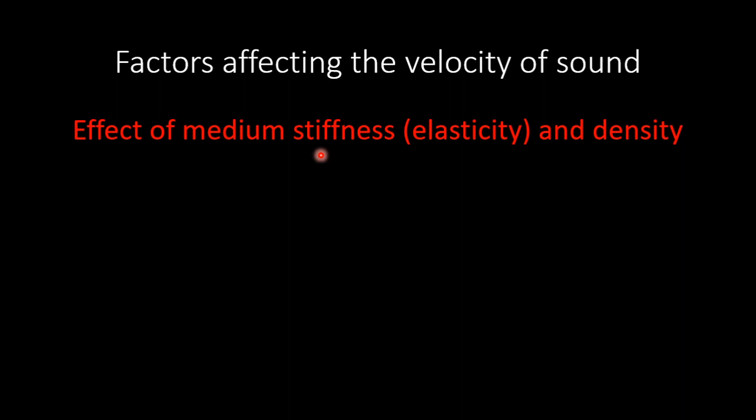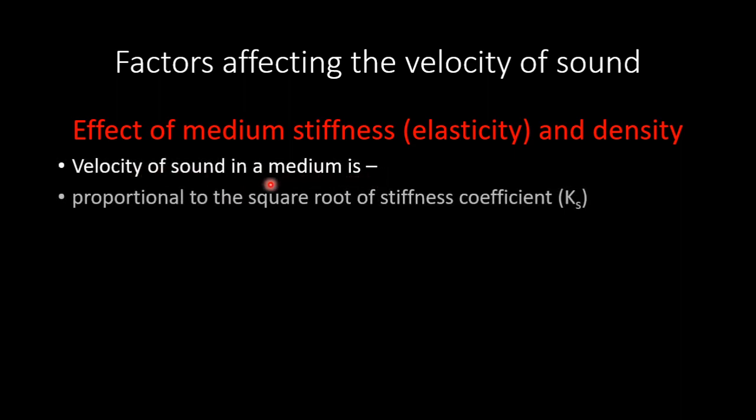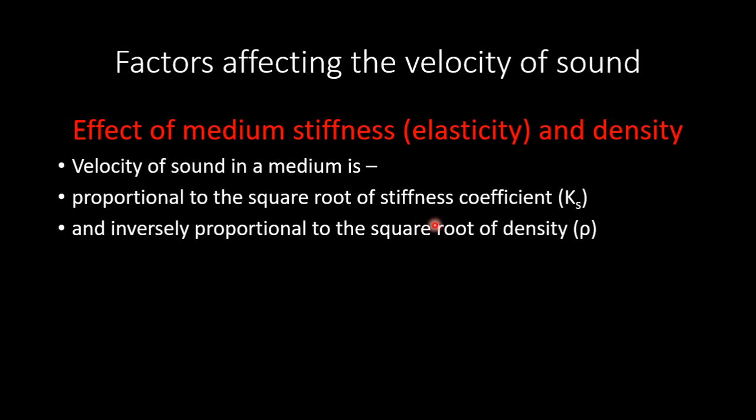So now we'll understand the effects of these two factors on the velocity of sound. The velocity of sound in a medium is proportional to the square root of the stiffness coefficient Ks, and is inversely proportional to the square root of density. That means V is proportional to the square root of Ks, and velocity is inversely proportional to the square root of density.